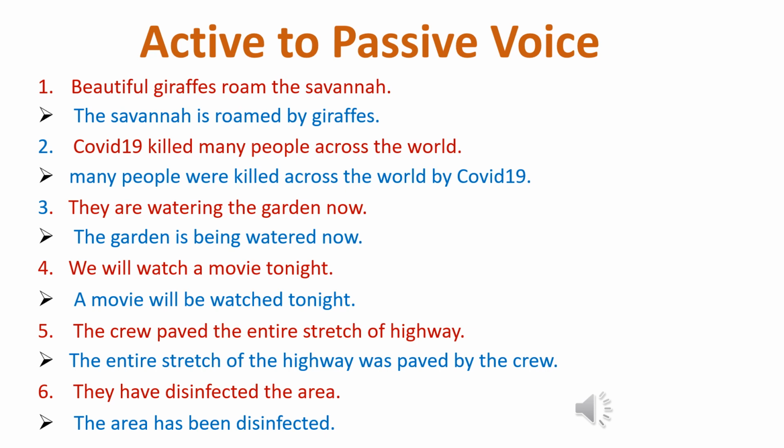COVID-19 killed many people across the world. Here, the tense of the main verb is the simple past, killed, so the passive form will be many people were killed across the world by COVID-19.